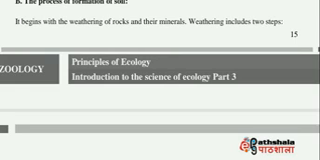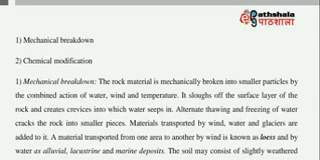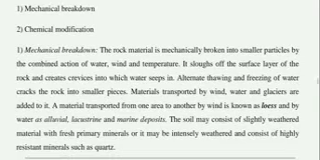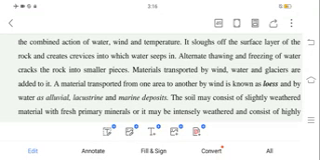It begins with the weathering of rocks and their minerals. Weathering involves 2 types: mechanical breakdown and chemical modification. Mechanical breakdown: large particles turn into small particles. The material transported from one area to another by wind is known as loess. The soil may consist of slightly weathered material with fresh primary minerals, or it may be intensely weathered and consist of highly resistant minerals such as quartz.